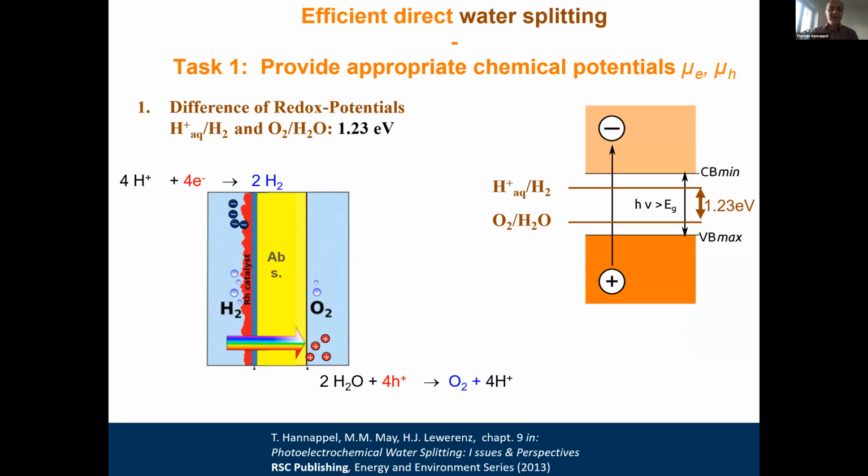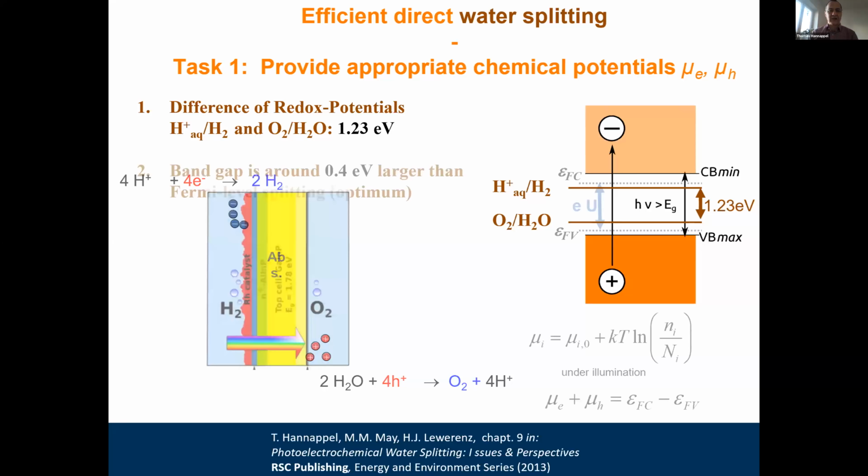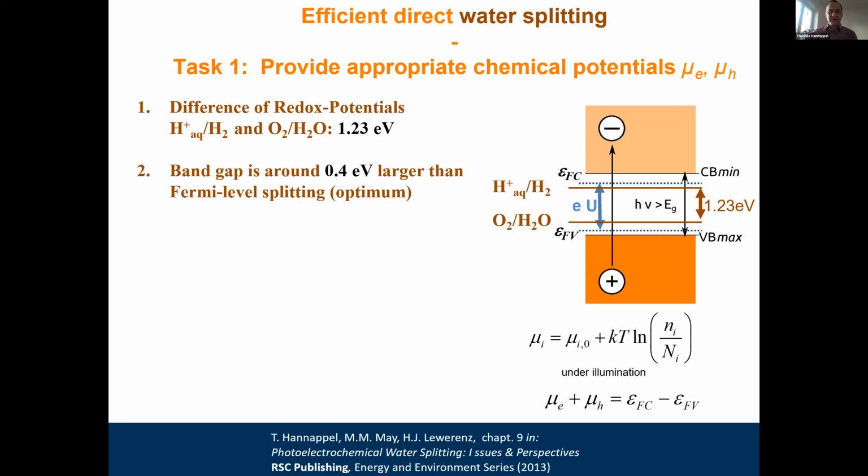The requirement is that we have a redox potential of 1.23 electron volts for splitting water. This is the free energy we need to provide. Where to get this free energy? This free energy is built up in the semiconductor, and this is shown here by splitting the Fermi levels, by producing the voltage in the semiconductor. So this is the first and most important point in the semiconductor.